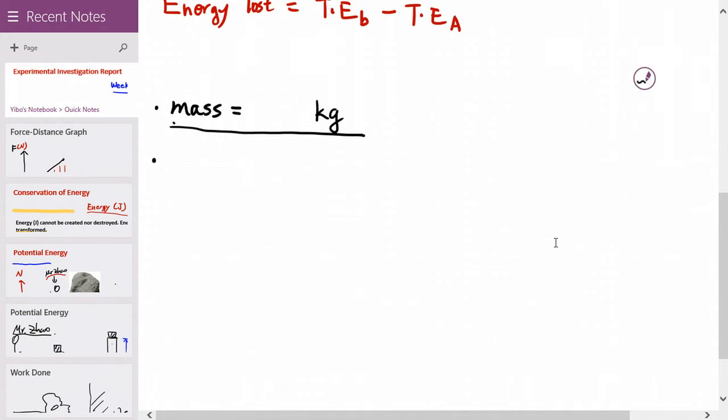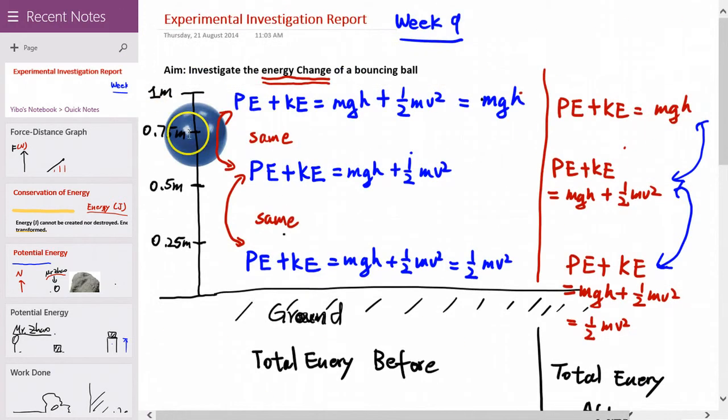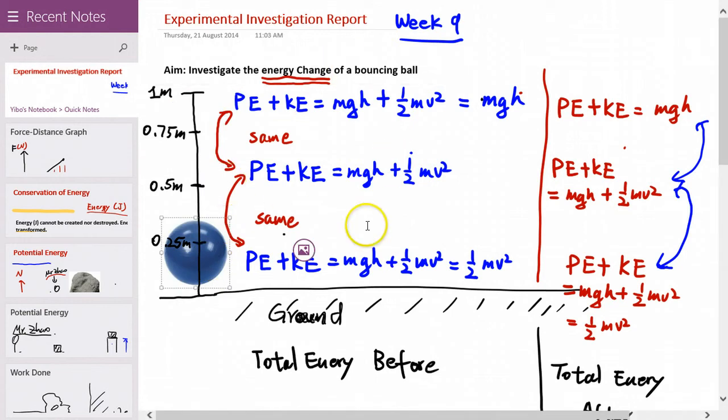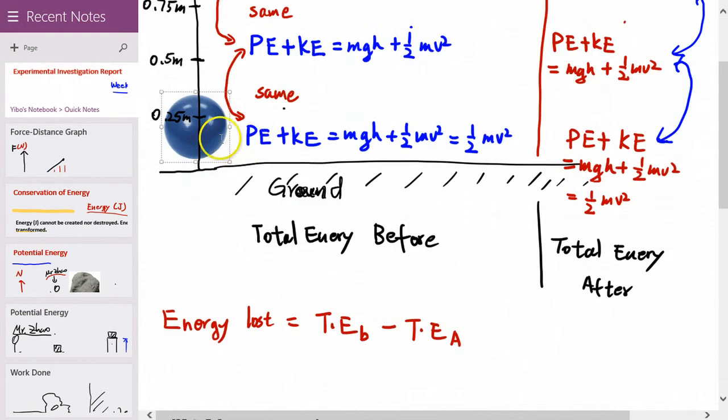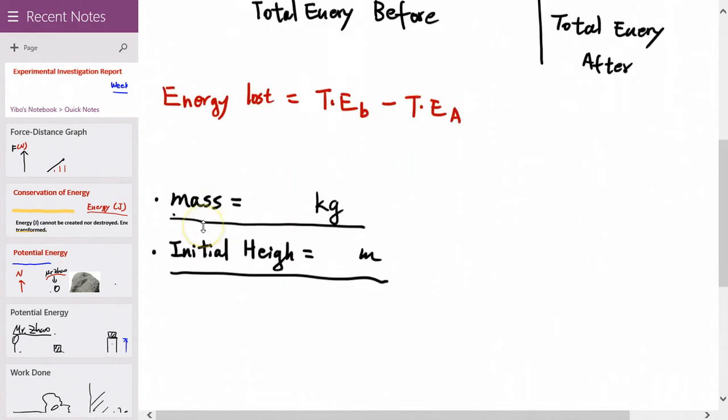The initial height, in meters. As the ball rolls down, the height would decrease. It's very hard to measure, but the important thing is that energy is lost during the impact there.